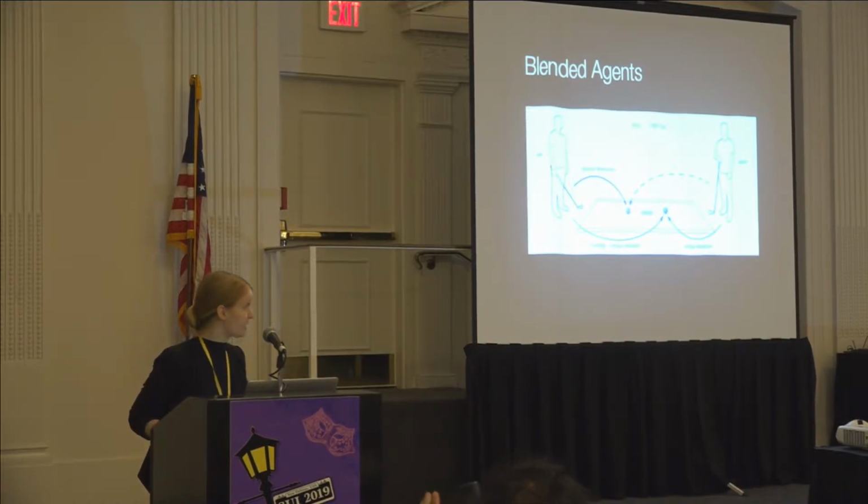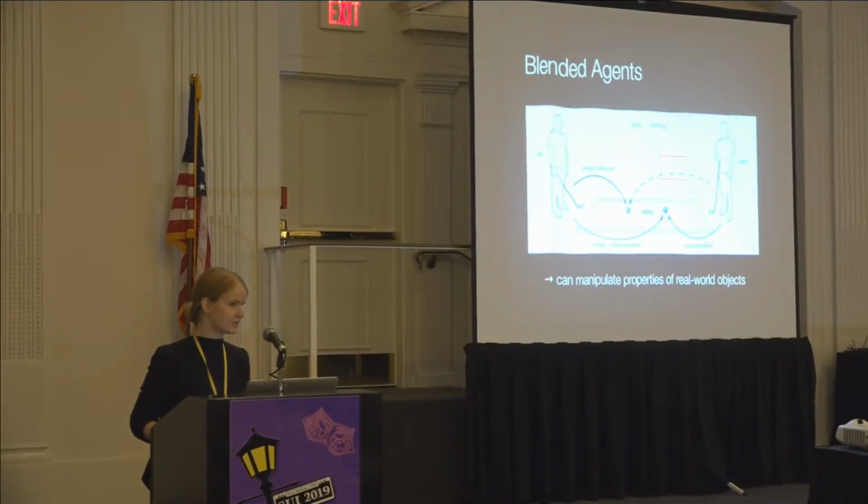So real interaction partners usually can influence both physical and virtual objects. So, for example, virtual objects by using tracking systems or sensing technology. But on the other hand, virtual agents usually can only influence virtual objects. So it's much harder to implement interaction between a virtual agent and a physical object. And with the concept of blended agents, we want to fill this gap between the virtual and the real world. So we define blended agents as agents that are capable of changing properties of real-world objects.